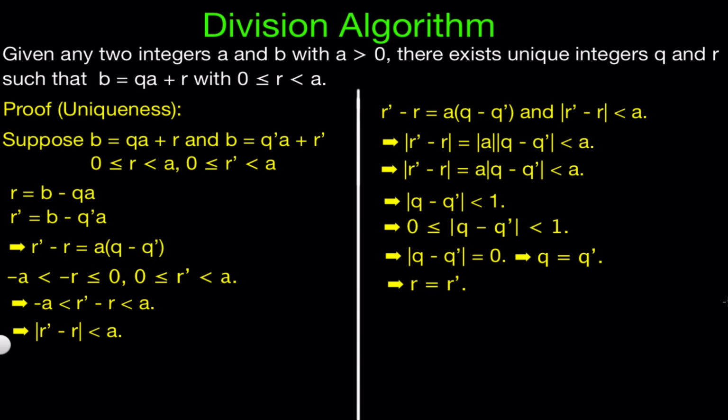Now if we just go back to our definitions of R and R prime, given that Q and Q prime are the same, this says that R must also equal R prime. And this concludes the uniqueness part of our proof. By proving existence and uniqueness, we have now shown that the division algorithm is true.